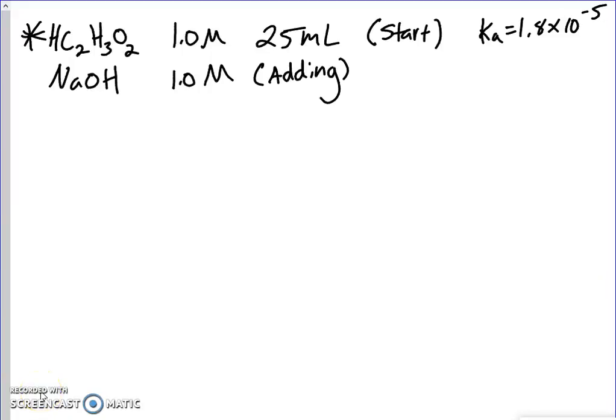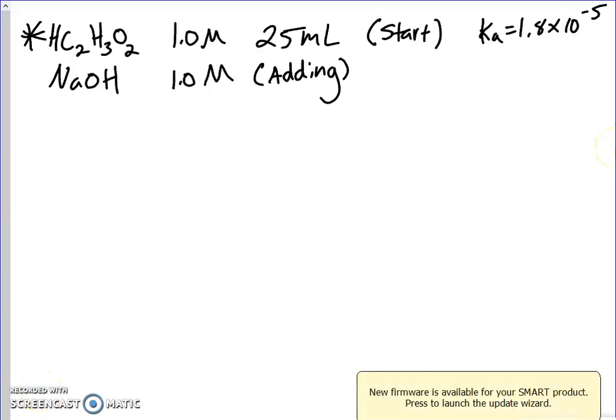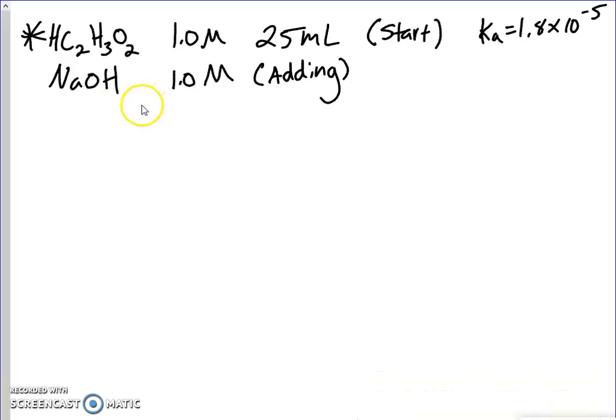Alright guys, the last thing I want to discuss before we work on the homework problem is going past the equivalence point. So we added 25 milliliters of the sodium hydroxide to the 25 milliliters of the acetic acid, and that got us to the equivalence point. Well, what happens if we add more sodium hydroxide, which is kind of what you saw in the titration lab today, adding more sodium hydroxide to the hydrochloric acid and seeing what happens.